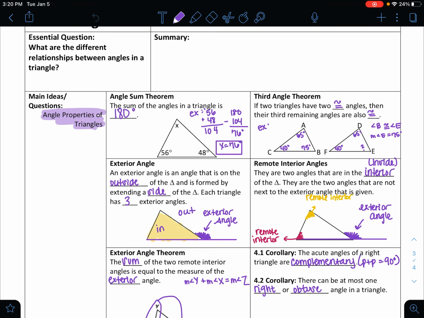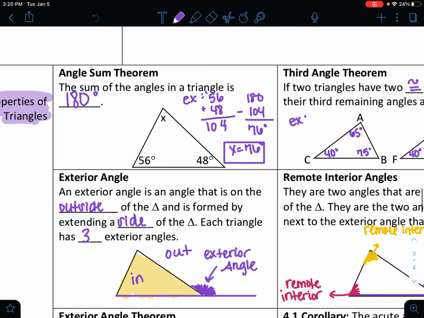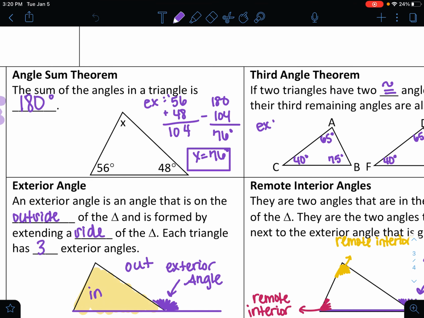Okay, sorry about that. So the essential question: what are the different relationships between angles in a triangle? Let's take a look here. We have what we call the angle sum theorem. Basically, all the angles have to add up to 180. You can see that right there. Copy that down. Pause the video if you need to.